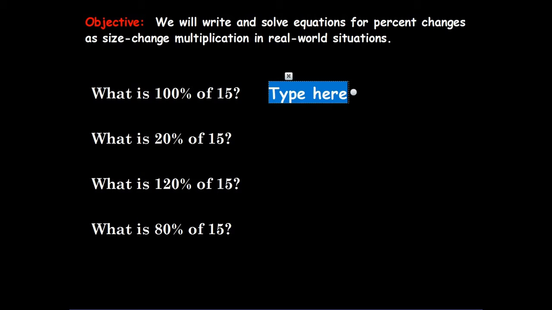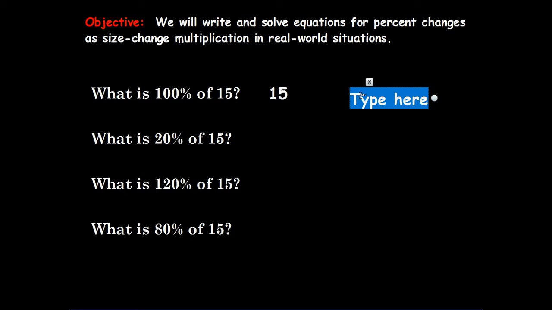Well, remember, 100% means the whole amount, so this one should be relatively easy. We know that 100% of 15 is 15. Another way we can look at it is if I turned 100% into a decimal, it would be 1, because remember, percent means for every 100, so that would be 100 divided by 100, which is 1, and we would multiply that times the original number, and I'm going to use this little star as my multiplication sign. So 1 times 15 equals 15.